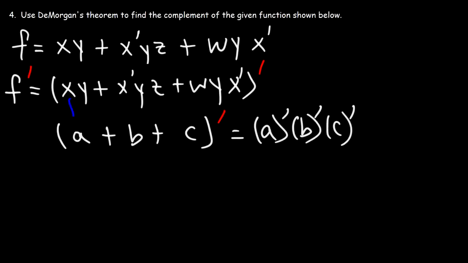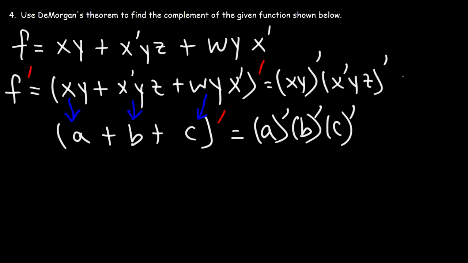So notice that a corresponds to xy, b corresponds to x prime yz, and this corresponds to c. So here we're going to have a in parentheses, which is xy, and then prime, and then b, which is x prime yz, and then c, which is w y x prime. So notice that we converted the addition symbols to multiplication symbols after we distributed the complement to each product term. And I think I forgot to put a prime symbol there, so let me go ahead and do that now.